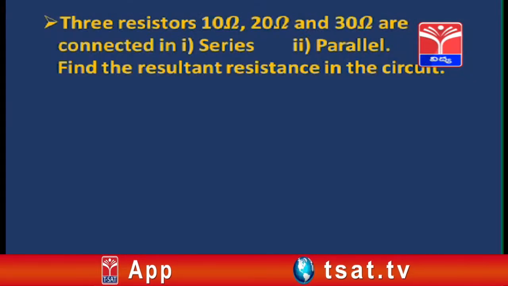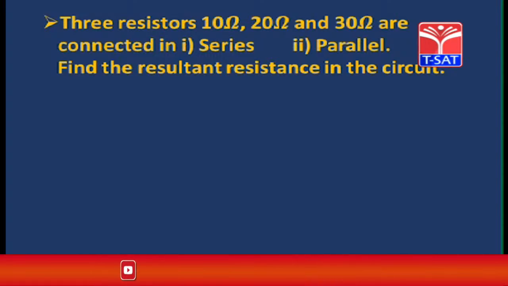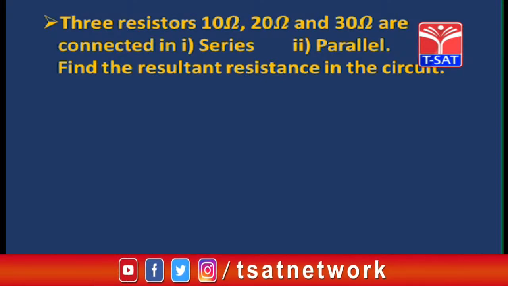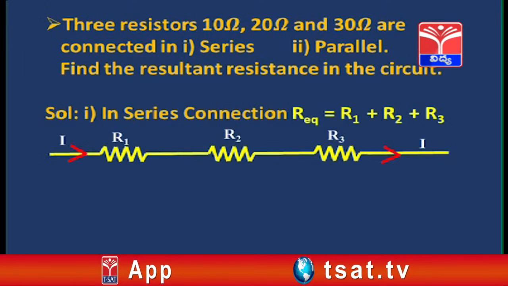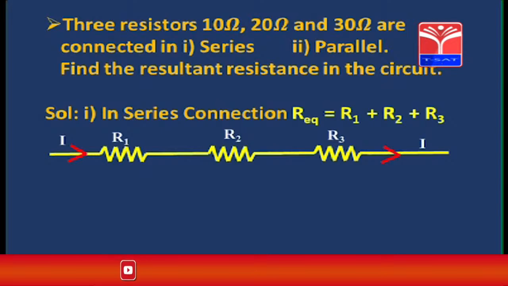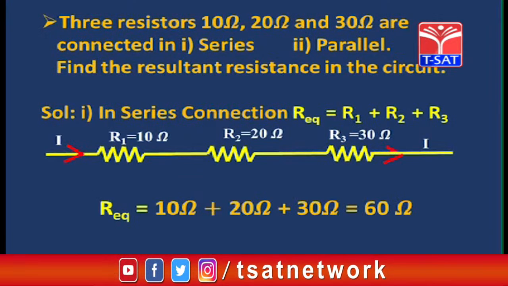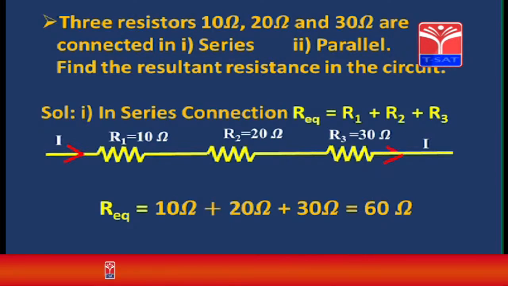Children, let us do a numerical. 3 resistors 10 ohm, 20 ohm and 30 ohm are connected in series and parallel. Find the resistance in each circuit. So, the resultant resistance has to be found out. So, case 1, when the 3 resistors are connected in series, the resultant will be equal to R1 plus R2 plus R3. So, the resultant resistance is equal to 10 plus 20 plus 30, which is equal to 60 ohm.